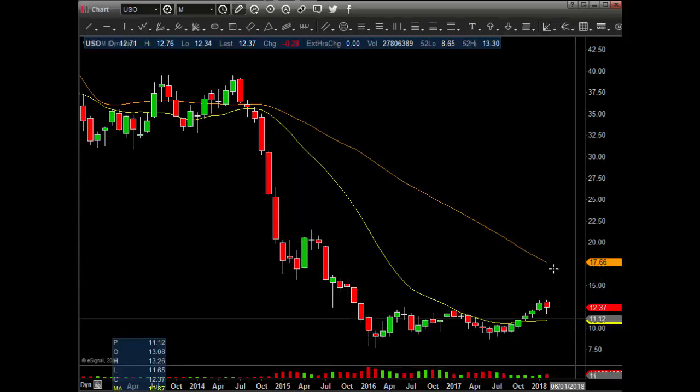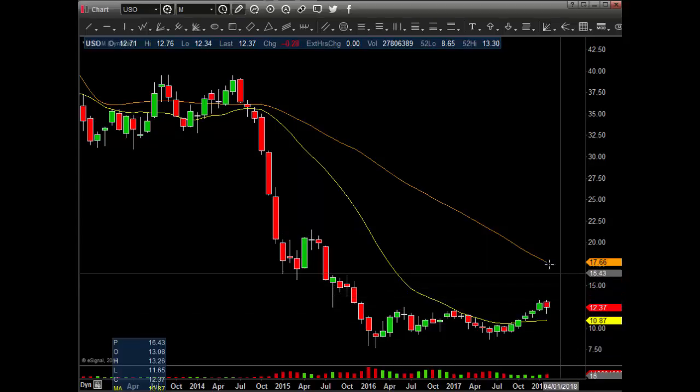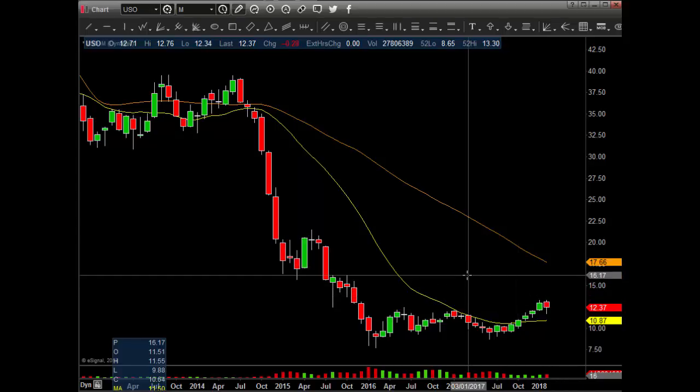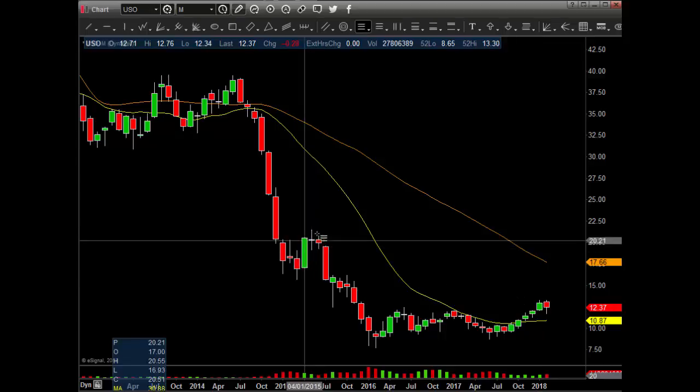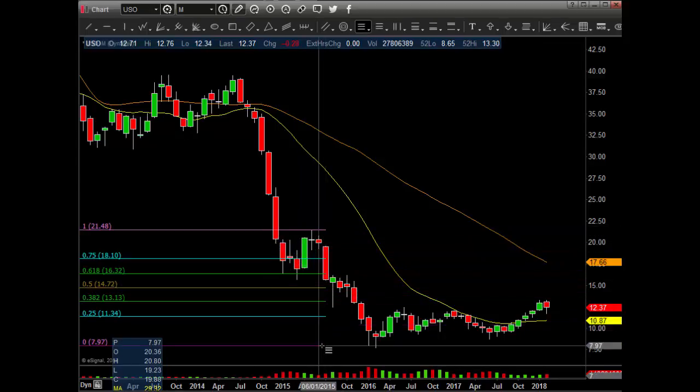Let's see if this thing continues to go sideways and maybe grinds higher. Maybe. I mean, who knows? We're going to see what these guys can do. But at this point, guys, the economy does not need higher oil prices.